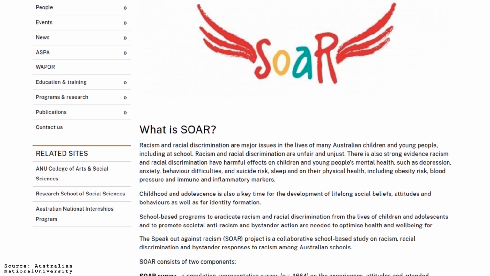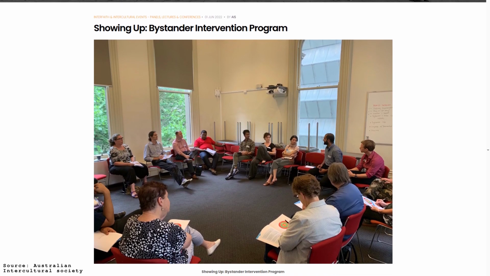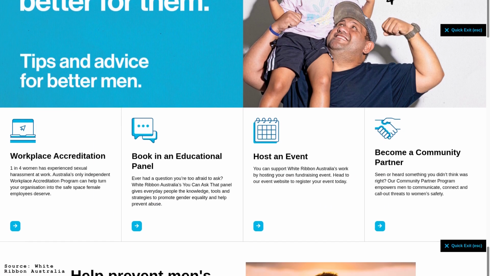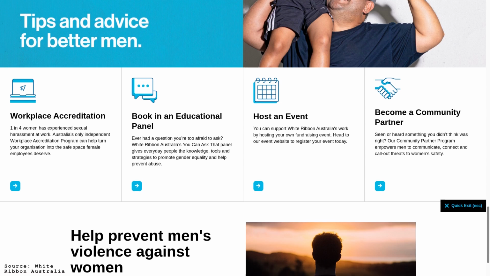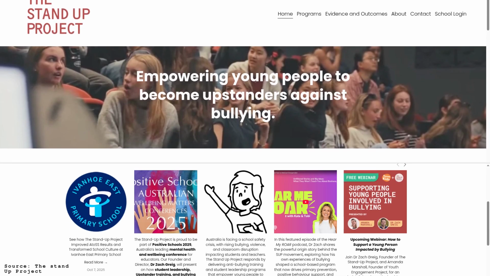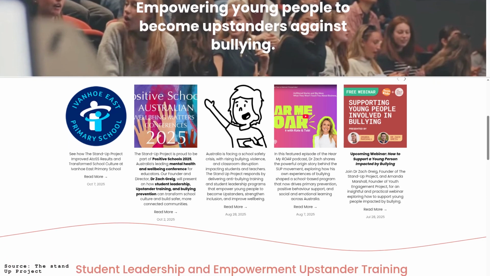Lastly, there's things that can be done and are being done on a societal level. In Australia, we have many programs targeting bystander behaviour on different socio-cultural issues. The SOAR program trains students and teachers to call out racism. Showing Up runs a bystander intervention program aimed at confronting Islamophobia and anti-Semitism. White Ribbon has a whole media campaign targeted at teaching young men to stand against violence against women, i.e. to call it out. And many schools teach students how to be bully upstanders, someone that supports the person being bullied instead of being just another onlooker. All these programs have shown positive outcomes.